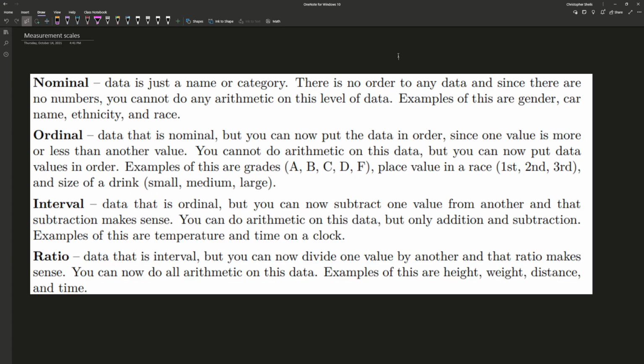And ratio data. Ratio data is interval data where now we can also divide one value by another, and that ratio makes sense. You can now do all arithmetic on this data. So examples of this are height, weight, distance, and time.